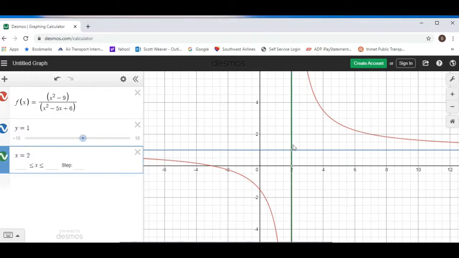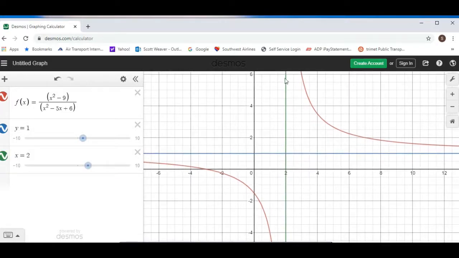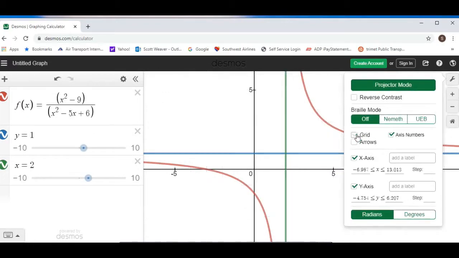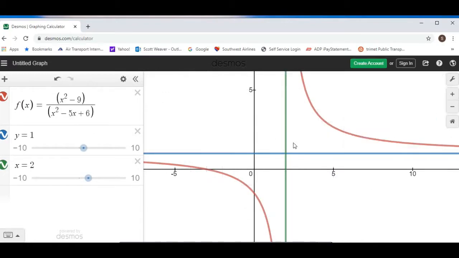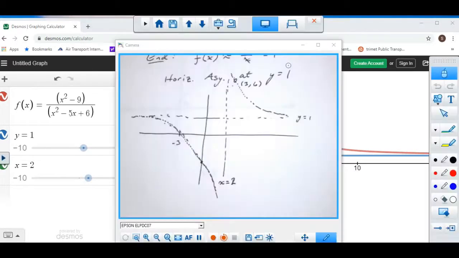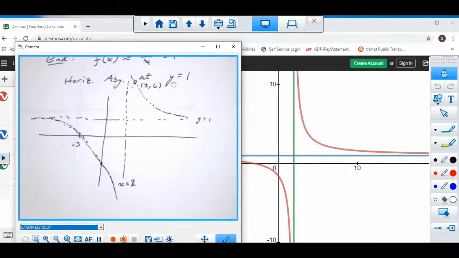And there we see Desmos' rendition of our graph. Take the grid off so we can see it better. Okay, so that's what Desmos says it looks like. We can zoom out, zoom in, and get a look at it. Now compare that with how our graph looked, and you'll see that it's a little smoother than ours is, perhaps, but the basic graph looks the same.